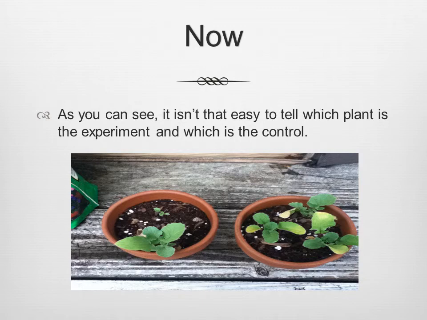And that brings us to the plants now. This photo was taken on my last day of experimentation. And as you can see, it's not really that easy to tell which plant is the experiment and which is the control. They look pretty similar. And as I mentioned earlier, the plant on the left is the experiment, the plant on the right is the control. And in fact, the experimental plant almost looks healthier than the control plant.